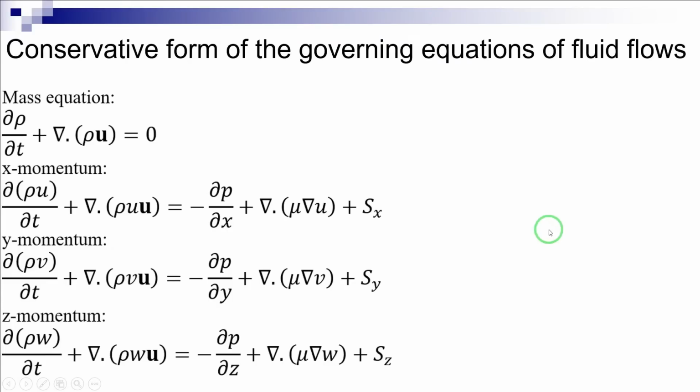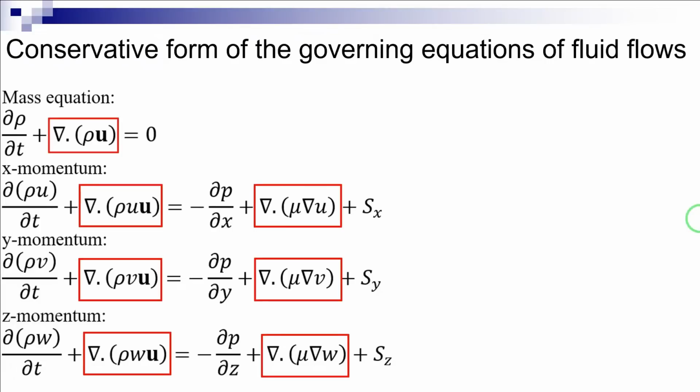Conservative form of the governing equations of fluid flow. Mass equation, x momentum, y momentum, z momentum. As can be seen here in these equations, the conservative form of the governing equations contains terms which include the divergence of some quantity. For this reason, the conservative form of the governing equations is sometimes called the divergence form.